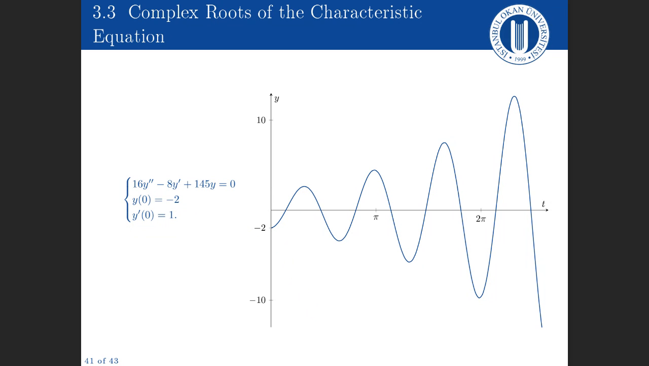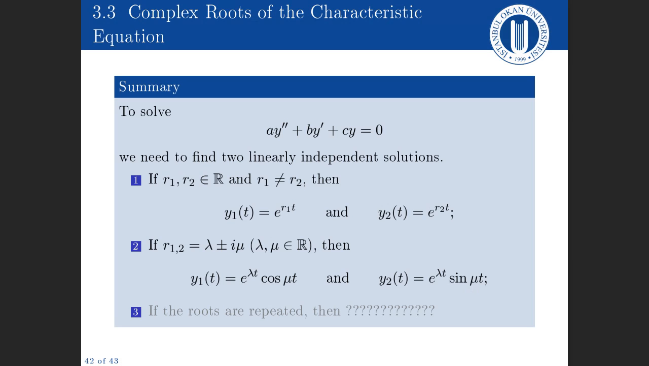Let's just recap what we've learned in today's lesson. To solve a y double prime plus b y prime plus c y is equal to 0, we need to find two linearly independent solutions. So what we do is we write down the characteristic equation and we find the roots of the characteristic equation. And then there's three cases to consider. If we have two different real numbers, then the functions that we want are e to the power r1 t and e to the power r2 t. That's straightforward.